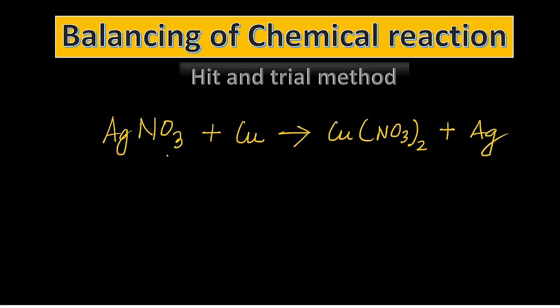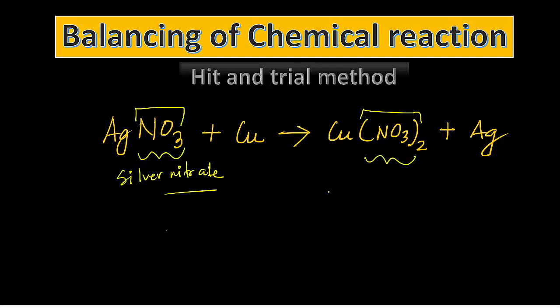Again, AgNO3 plus Cu, this is copper, gives copper nitrate plus silver. So this is silver nitrate, and this one is the nitrate ion. Nitrate ion is present in the reactant as well as in the product. Same NO3 ion is present on both sides. So we will consider this NO3 ion as a whole. We will not break this NO3 ion.